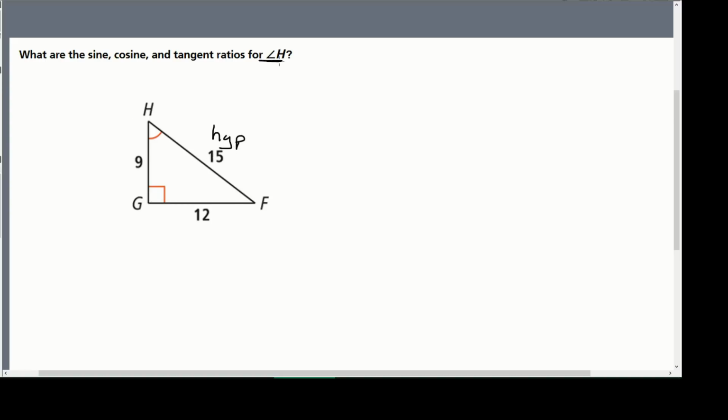Now, I'm looking at this with regards to H, and it wants the sine first. So recall that the sine of H is equal to the opposite side over the hypotenuse. So going back to H, I go straight across, and I'm going to hit the side GF, and the length of GF is 12. So my opposite side is 12, and my hypotenuse is still 15.